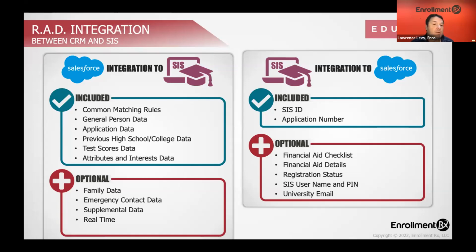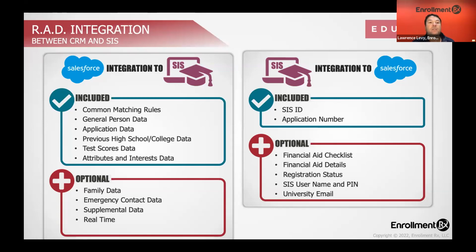Optionally, some schools might also choose to say, let's collect the family data, the emergency contact data in the CRM. Let's also put that into the SIS. Some schools even would want this all to be real time, right? Many, for example, community colleges, where they want applicants immediately upon a decision to be able to register for classes in their student information system. So they even want that kind of real-time integration.